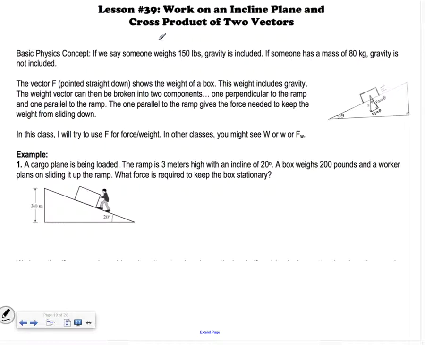Anyway, it says the vector F pointed straight down shows the weight of a box. So I drew this beautiful picture for you on there. Whatever the weight of the box is, it's going to go straight down, just like gravity, right? You're not going to have the weight pushing in this direction or anything. It's going straight towards the ground. One thing you're going to need to do in physics is draw these diagrams a lot.